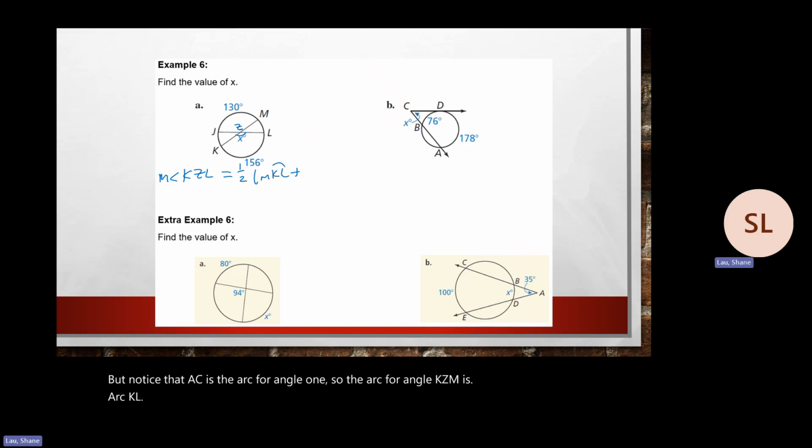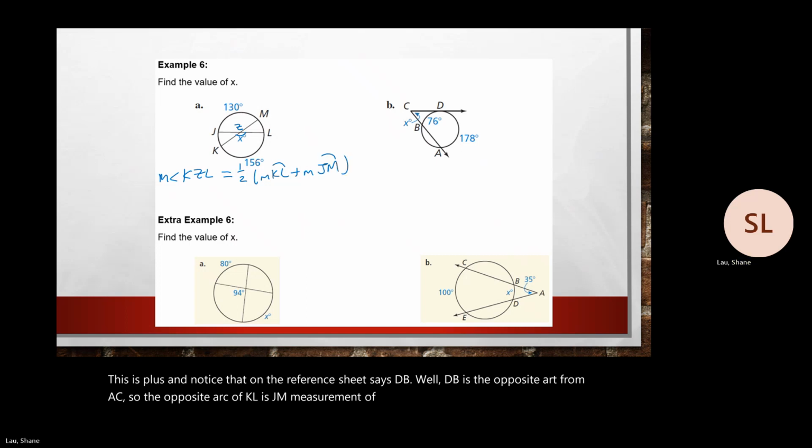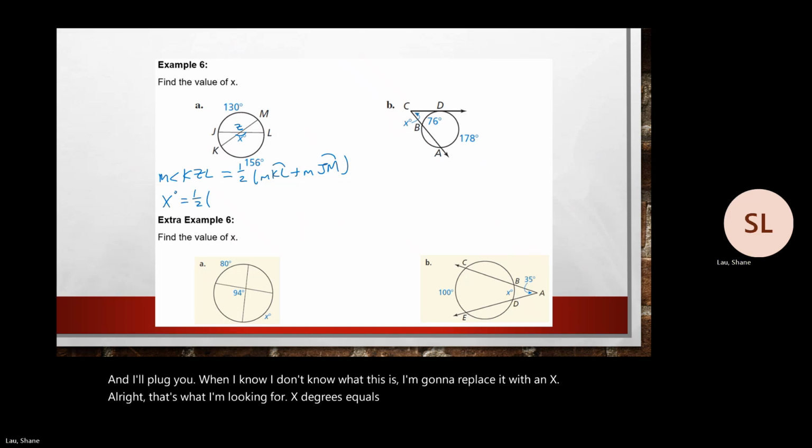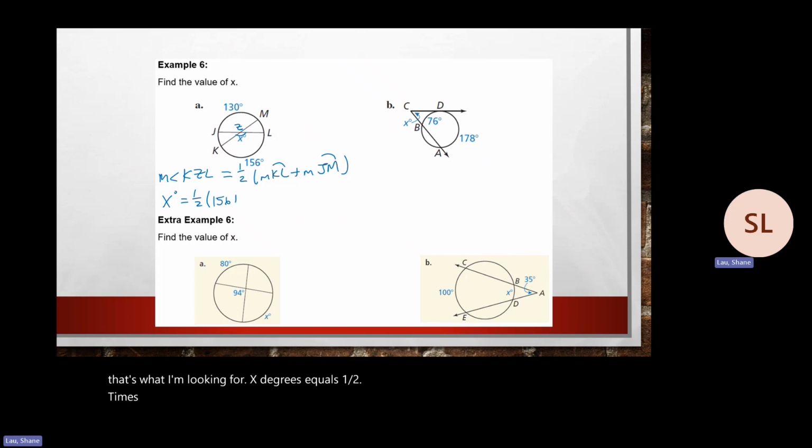And it says plus, and notice that on the reference sheet it says DB. Well, DB is the opposite arc from AC. So the opposite arc of KL is JM, measurement of JM. And I'll plug in what I know. I don't know what this is, I'm going to replace it with an X. That's what I'm looking for, X degrees, equals 1/2 times KL, 156, plus JM, which is 130.